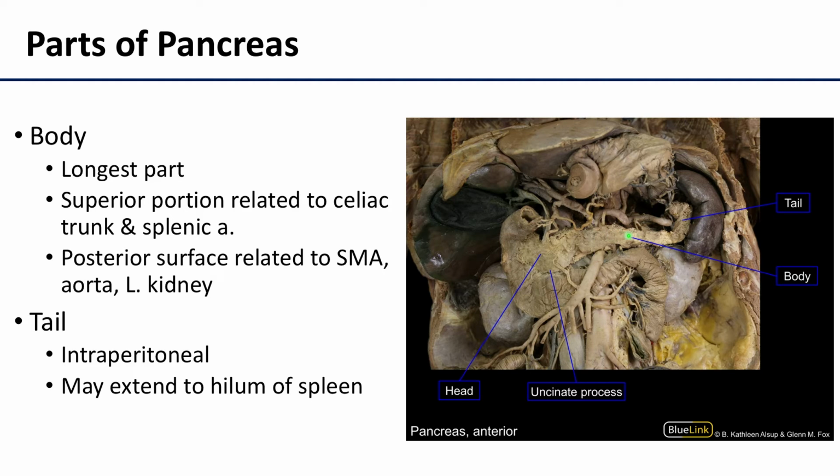Posterior to the body, it's related to the SMA, or your superior mesenteric artery, the aorta, and even portions of the left kidney. And you can see a fairly large tail of the pancreas in this particular individual. It's not always quite that large, but it's very closely related to the hilum of the spleen. And as I discussed before, this is considered intraperitoneal.